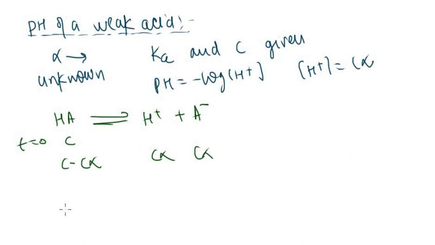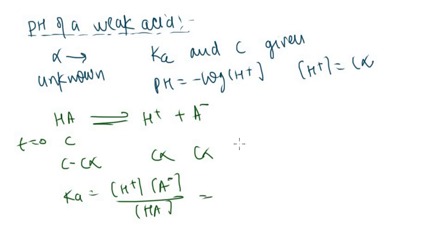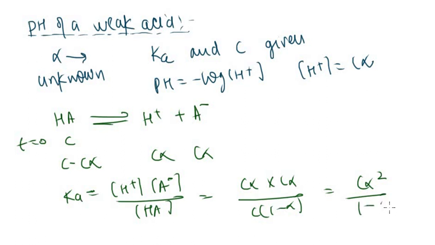So Ka equals H plus into A minus divided by HA. We have already learned how to write the Ka. Now we'll put the values: Ka equals C alpha into C alpha upon C into 1 minus alpha. So it comes out to be C alpha square upon 1 minus alpha. Here we know Ka, we know C, now we can calculate alpha.